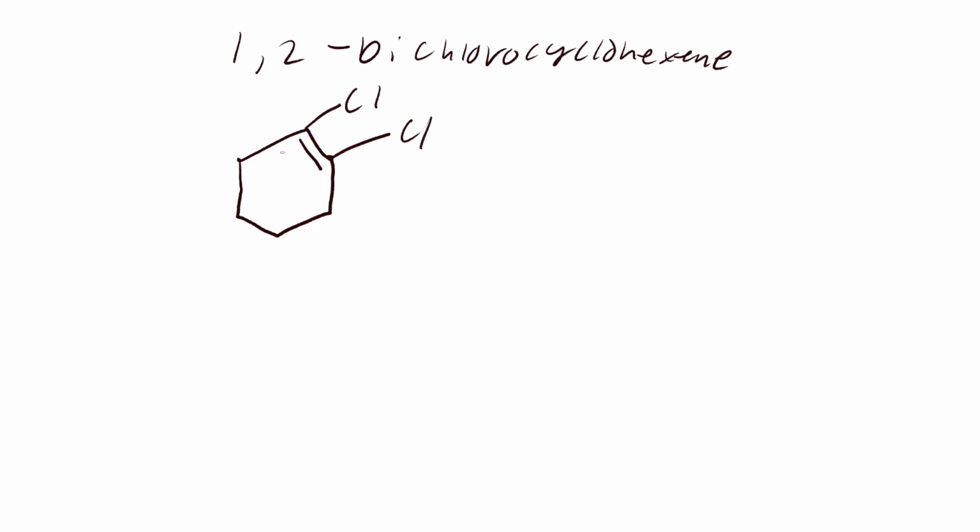Let's see. Is this legal? 1, 2, 3, 4. Carbon has 4 bonds. 1, 2, 3, 4. Carbon has 4 bonds. Perfectly legal for you to do. And let's see here. That is a 1, 2, 3, 4, 5, 6. That's a hexane. There's a double bond, so it becomes hexene. Dichloro means that there are 2 chlorine atoms, and they occur at carbon number 1 and carbon number 2, which is what we have here. That's 1, 2, 3, 4, 5, and 6.